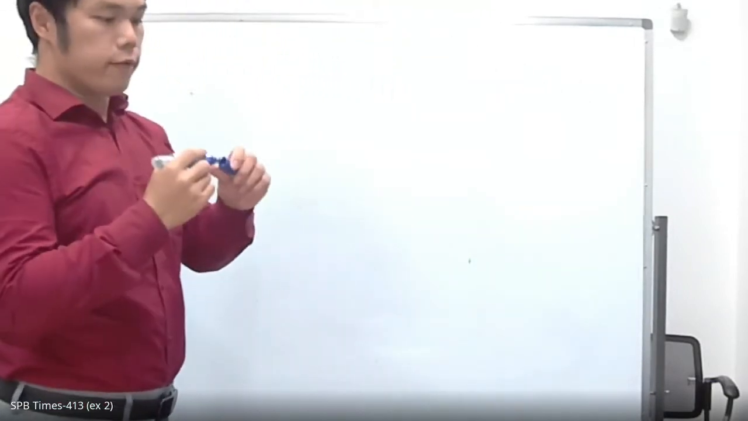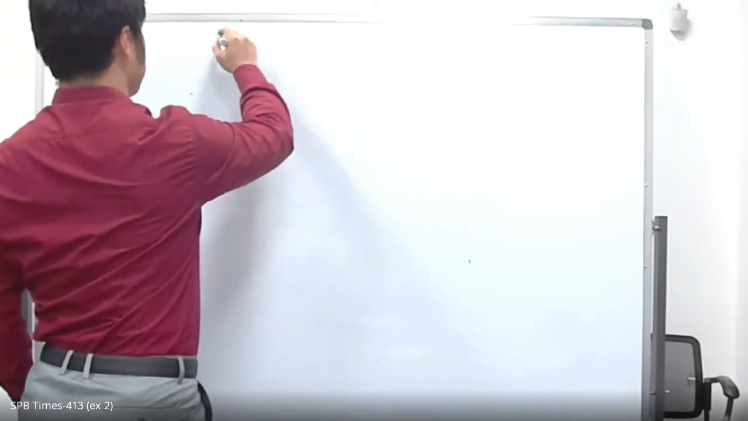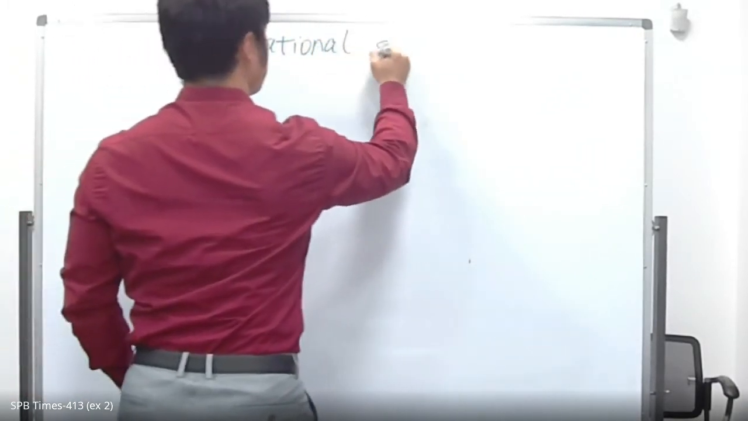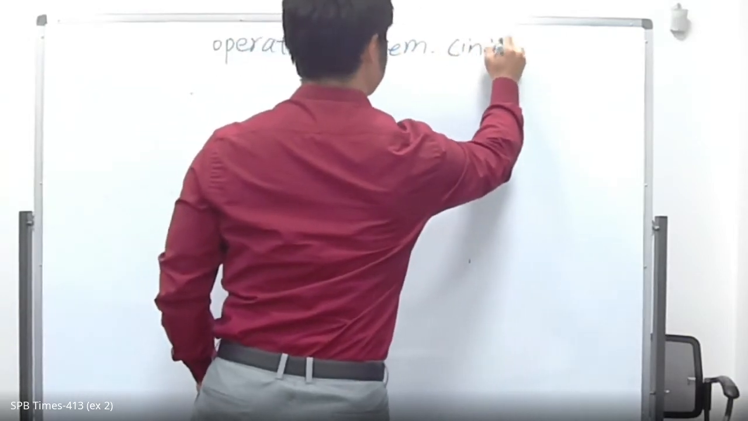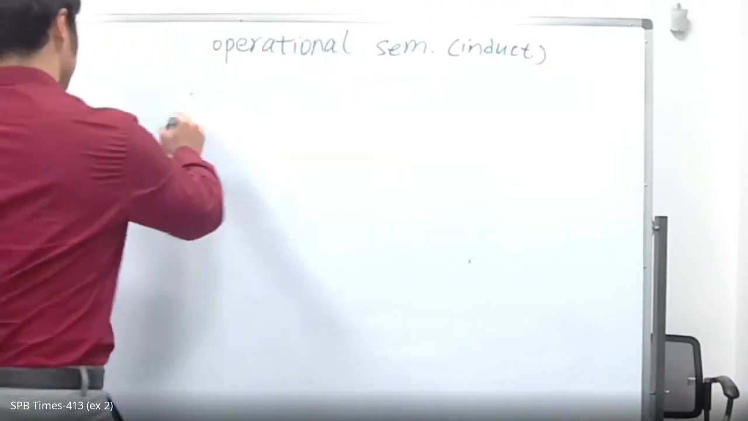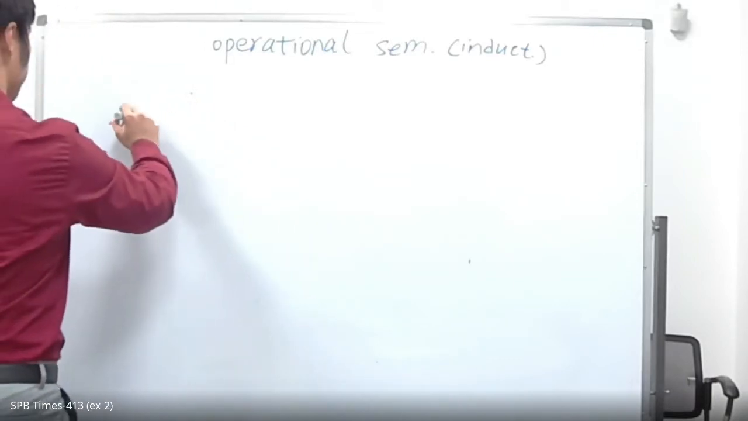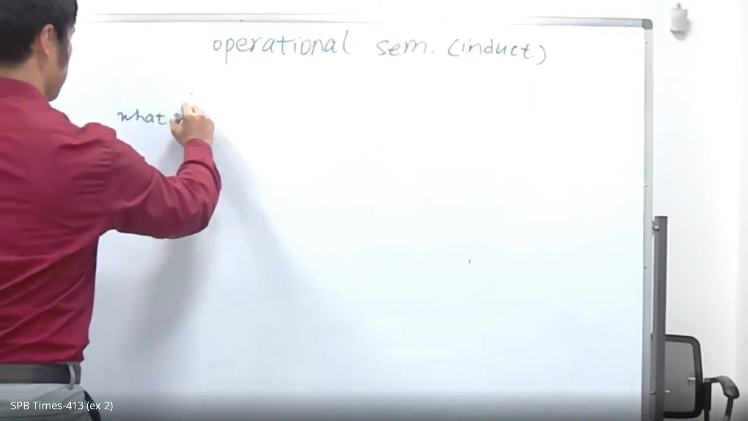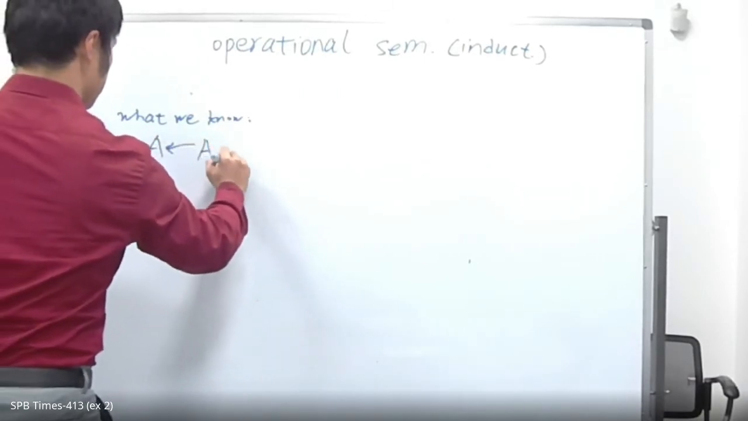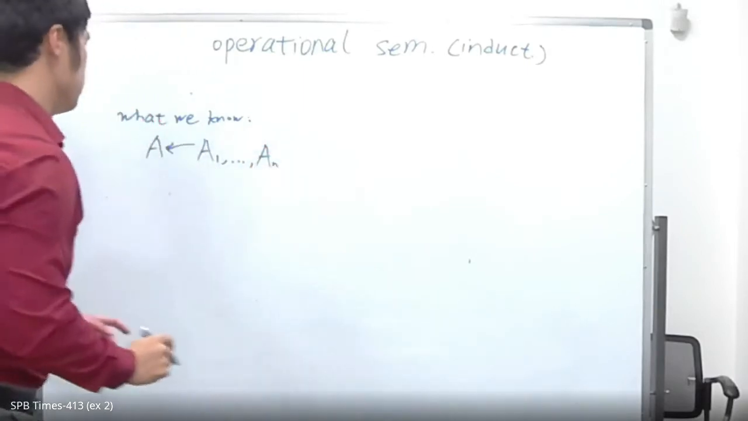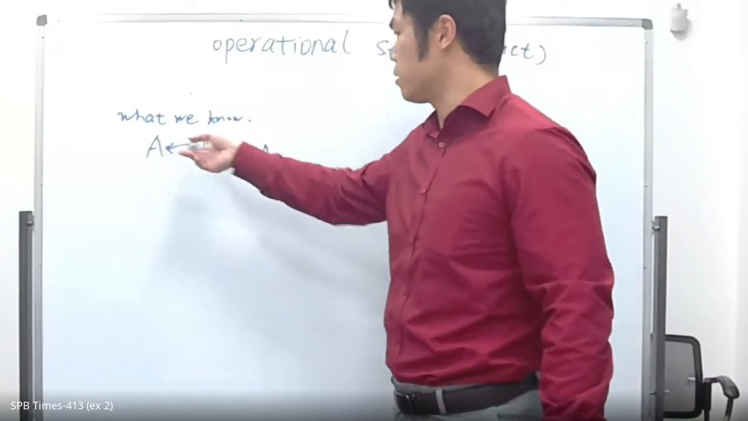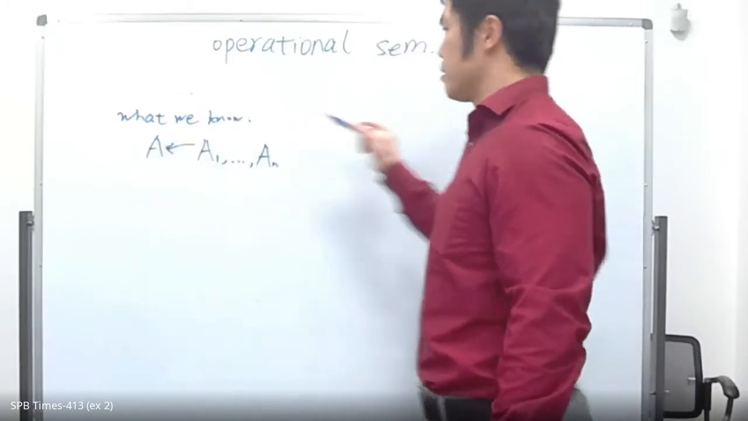Next, as part of the background, I will review the inductive operational semantics, which is also known as the resolution rule. The rule has this form. This is what we know. We know that the conjunction of the right-hand side implies the left-hand side.